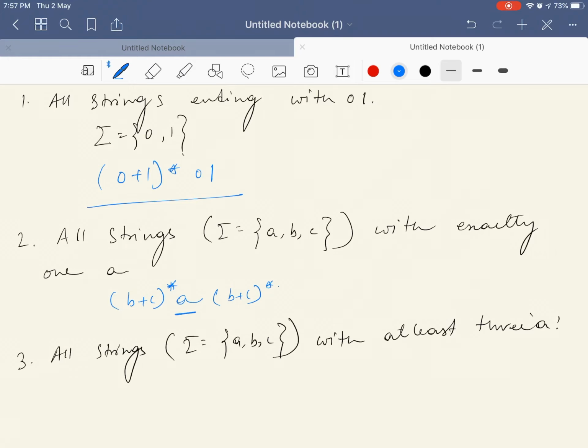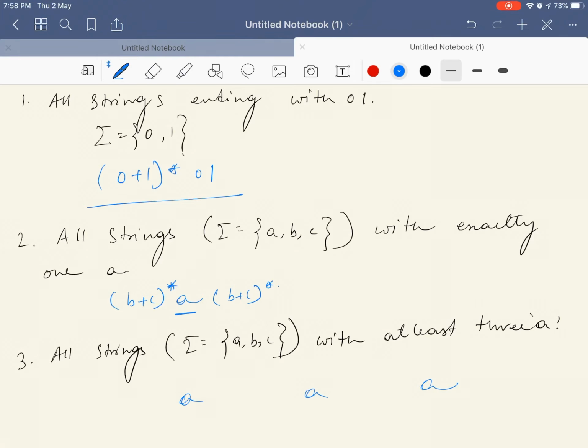Now for the third one: all strings that are any combination of A, B, C with at least 3 A's. The condition for A is mentioned but the condition for B and C is not. So at least 3 A's must be there, and in between them there may be any number of A, B, and C. So we must write a a a straight away. Why have I written these 3 A's far apart? Because they may appear at any positions. It is not that the 3 A's will appear consecutively.